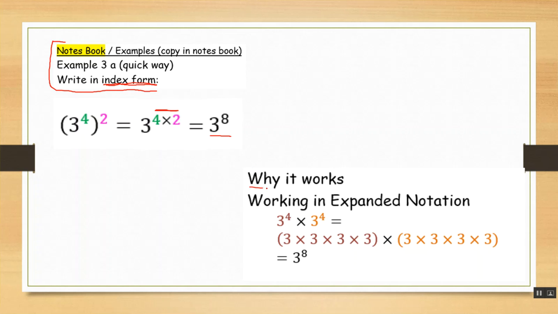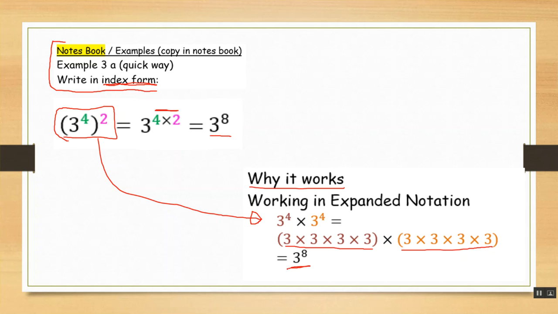So why does this work? 3 to the power of 4 squared means 3 to the power of 4 times 3 to the power of 4. So we have 3 multiplied 4 times. So 3 times 3 times 3 times 3. Squared, so the same thing again, 3 times 3 times 3 times 3, which is 3 to the power of 8. So this is the way that you can do these questions, and this is why it works.